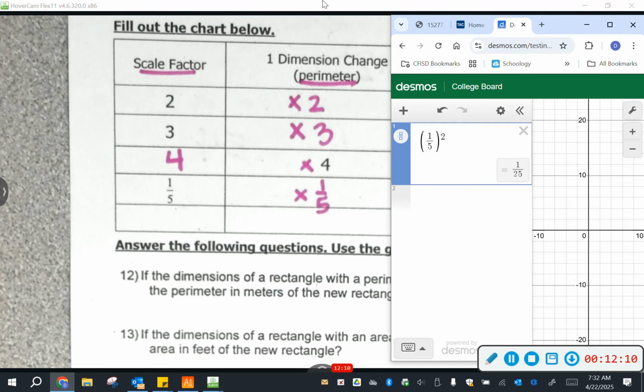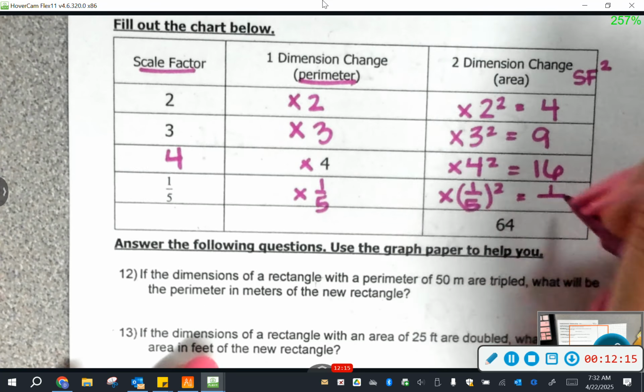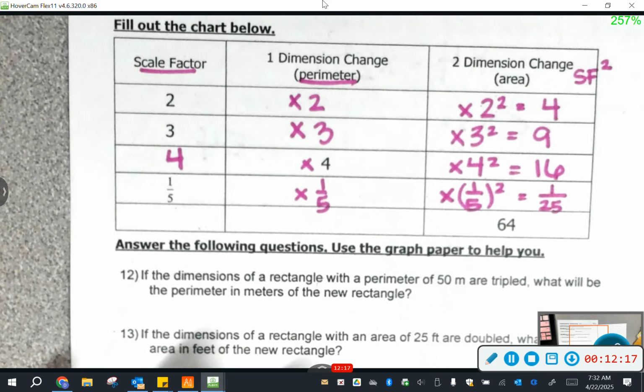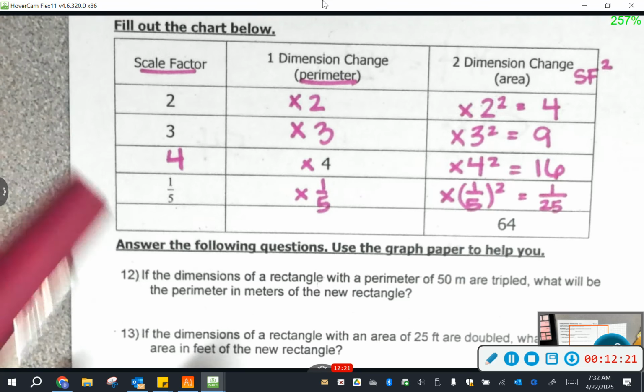You just square the top and the bottom. What is 1 squared? 1. What's 5 squared? 25. So it's 1 over 25. But again, you have Desmos. You could totally use Desmos.